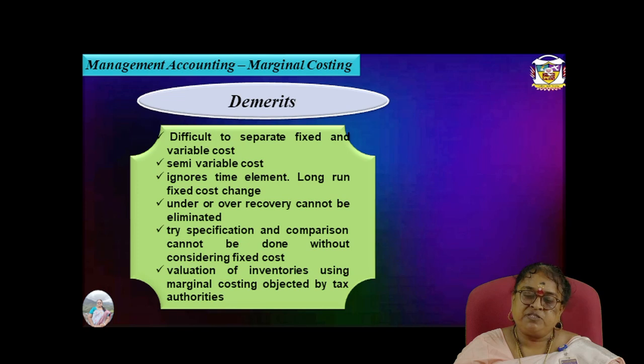Then comparison and specification cannot be done without considering fixed cost. In every business there is a large amount of fixed cost, but in marginal costing we ignore the fixed cost. We are considering it only after the contribution. So fixed cost is a must, but we are not considering it here. Then valuation of inventories using marginal costing is not accepted by the tax authorities. The tax authorities accept only the market price or cost price, whichever is less.